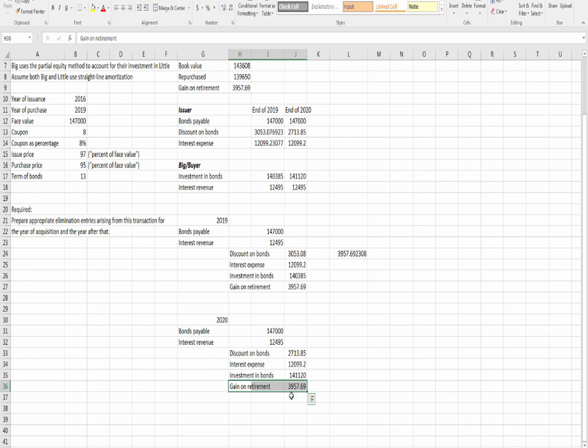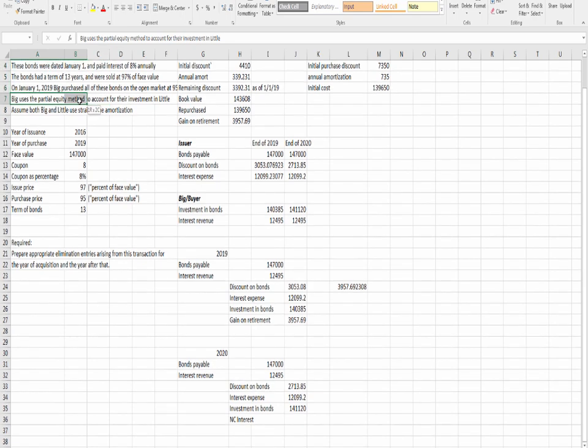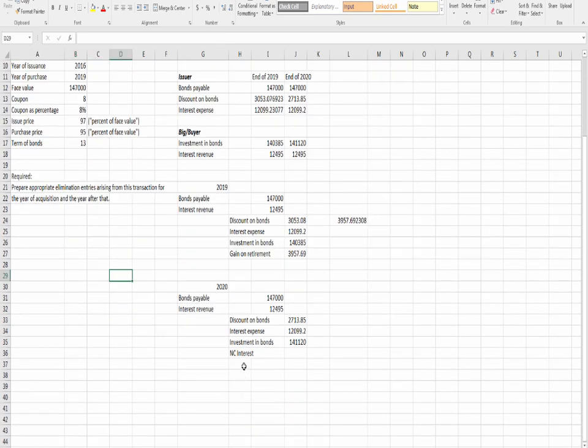And this is where we have our 2 questions. Was this upstream or downstream? This was an upstream transaction. Little was the bond issuer, so the non-controlling interest is going to be involved. Second question is, for the parent's share, is the parent using the full or the partial equity method? The assumption was that Big uses the partial equity method, which means they didn't adjust their investment income, which means their retained earnings is misstated. So we have to adjust retained earnings.